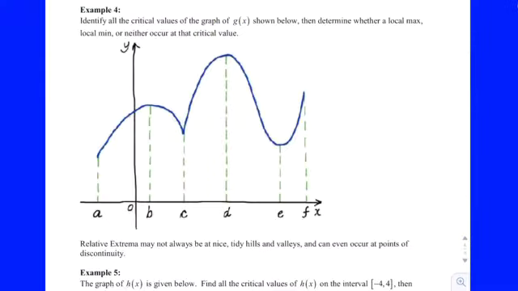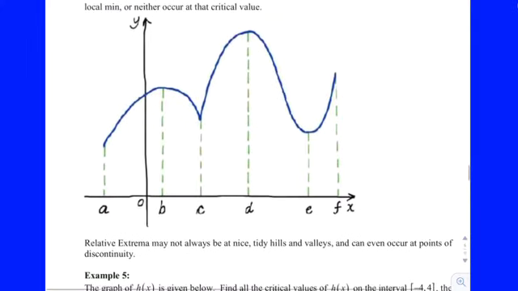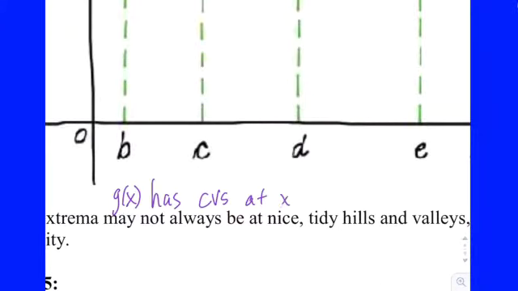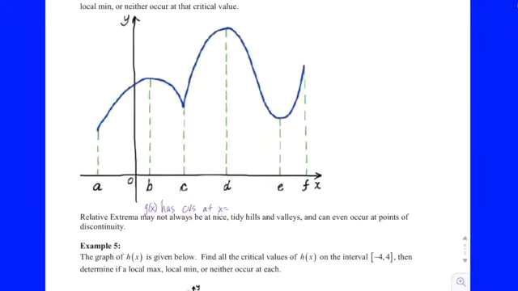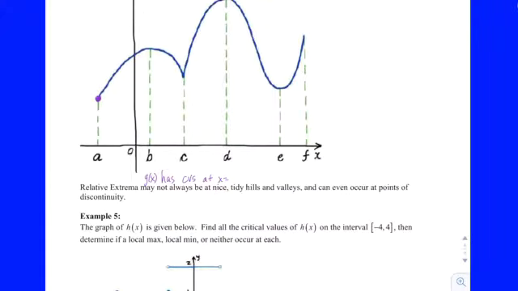So as we look at example 4, I'm watching the clock here and it's making me nervous. Let's go ahead and list the critical values. All right. G, we'll do it down here. G of X has critical values, which I'll abbreviate CVs, at, and let's just list them, X equals. All right. Is A a critical value? Yes, it is a critical value. It's in the domain, and the derivative doesn't exist there. So it is a critical value.